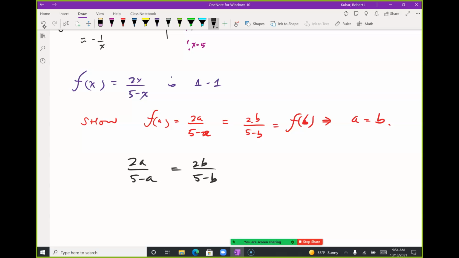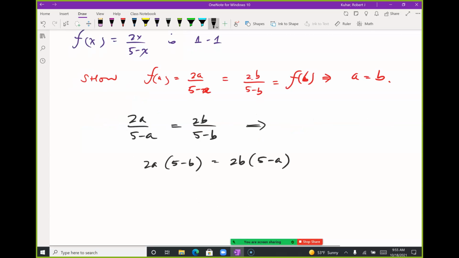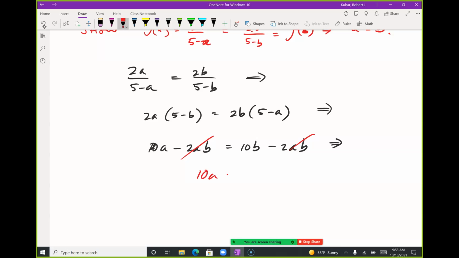Anybody like fractions? I want to get rid of them, right? Cross multiply. So I get 2a times 5 minus b equals 2b times 5 minus a. I want to distribute and get rid of that associative property that's happening. So what do I get? 10a minus 2ab is equal to 10b minus 2ab. I've got two ab on both sides, so they cancel. So I've got 10a equals 10b, so a equals b. Done. 1-to-1.